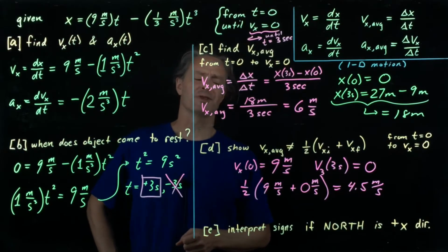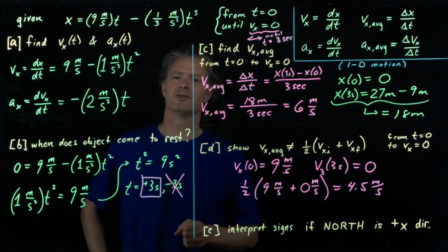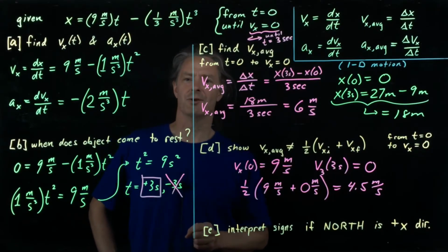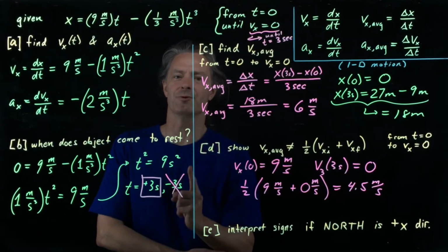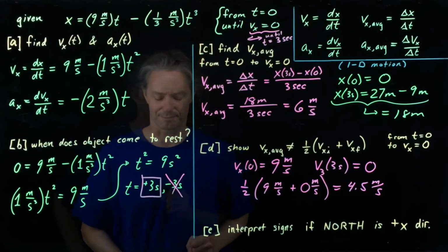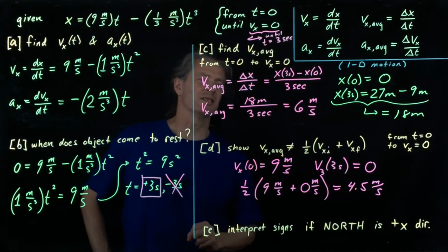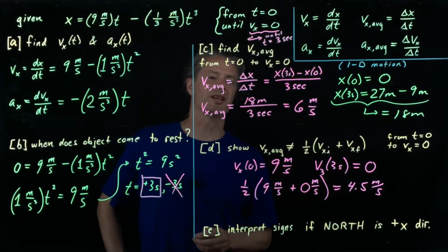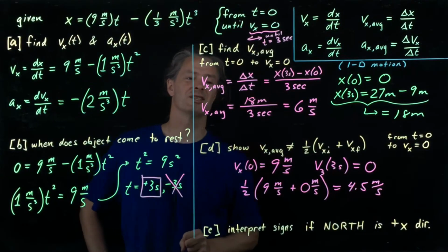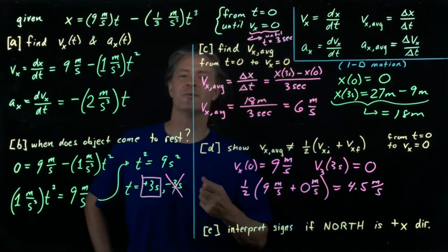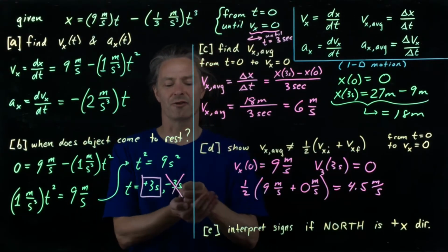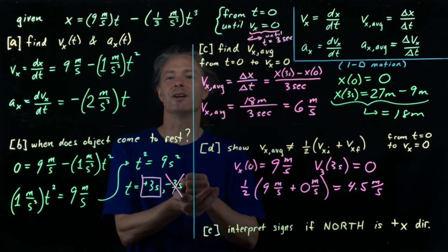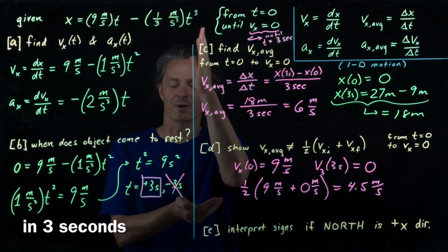So let's interpret the signs. Let's imagine that the positive x direction is to the north. And just so I can use my hands, I'm going to assume that north is this way, up toward the top of the writing surface. So if north is the positive x direction, let's look at our displacement. 18 meters. That's positive, so that means we had a northward displacement in this 3-second time interval. So starting from some initial location, the object went 18 meters to the north.